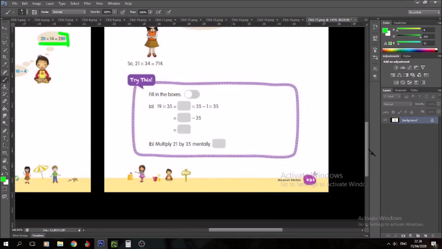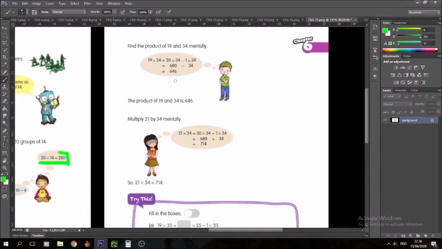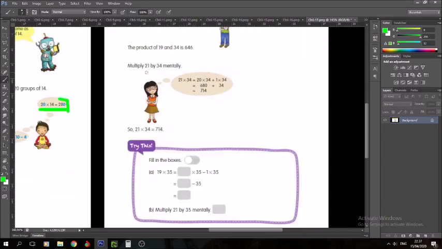Next page, 231. Another example. You separate the 34 times 1. Over here, 1 times 34, and then 20 times 34. And then you subtract the result later. Now, another example, multiplying 21 with 34. Remember to separate 20 times 34, and then 1 times 34. 34 times 2, and then add the 0 later. So you get 680, and then you add 34.